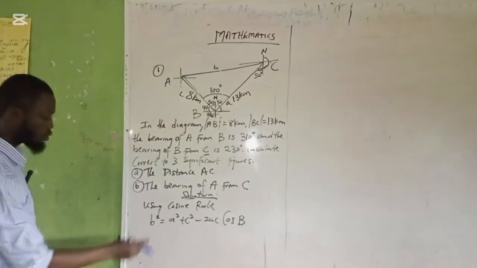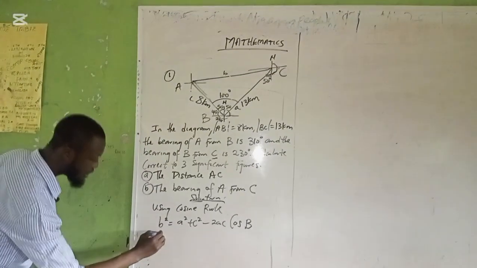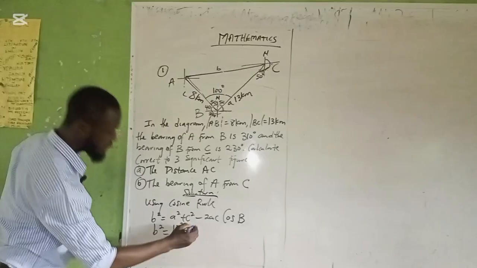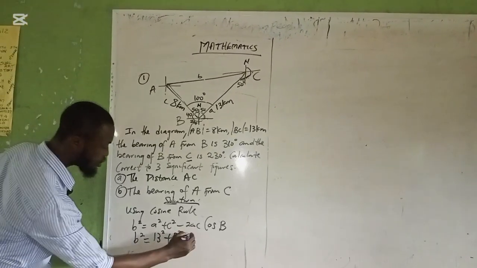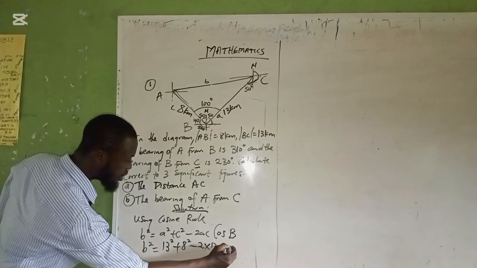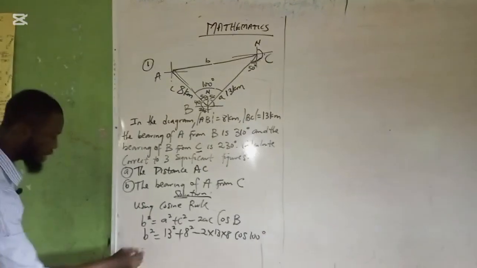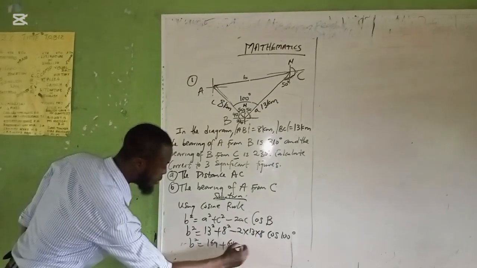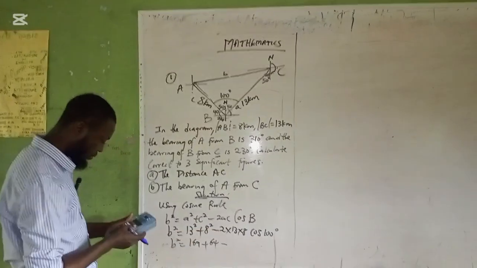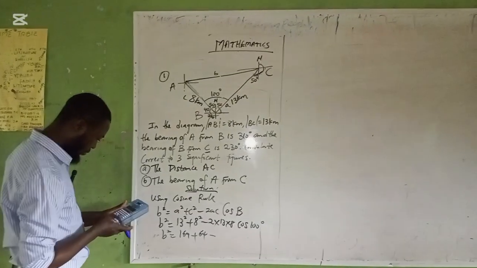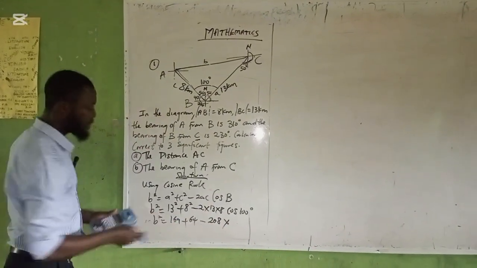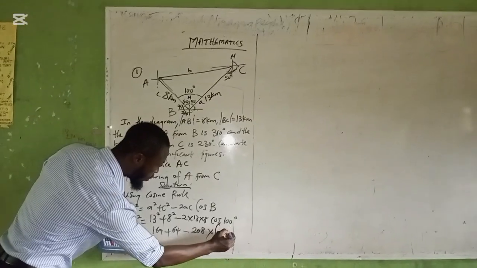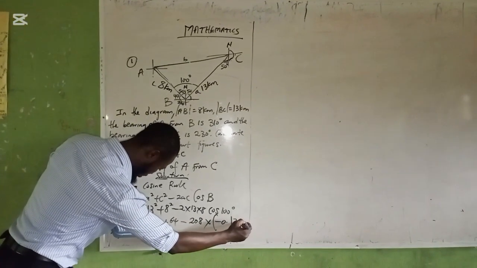So let me now substitute the values into it. We have b squared is equal to a squared, which is 13 squared, that's 13 kilometers squared, plus c squared, which is 8 squared, minus 2 times a times c, that's 13 times 8 cos 100 degrees. So we are going to have b squared is equal to 13 squared, which gives us 169, plus 8 squared, which gives us 64, minus 2 times 13 times 8, which gives us 208, times cos 100, and that actually gives us minus 0.1735.